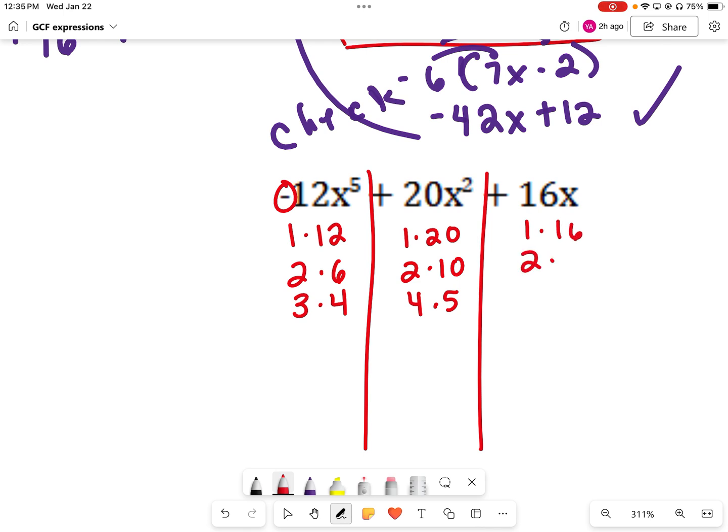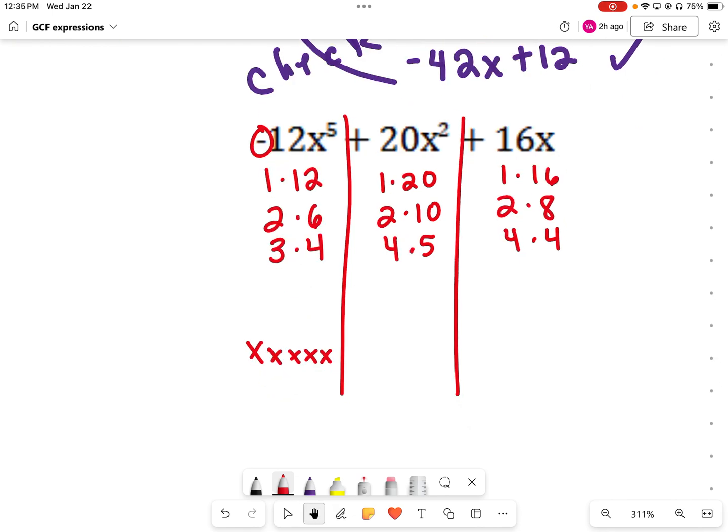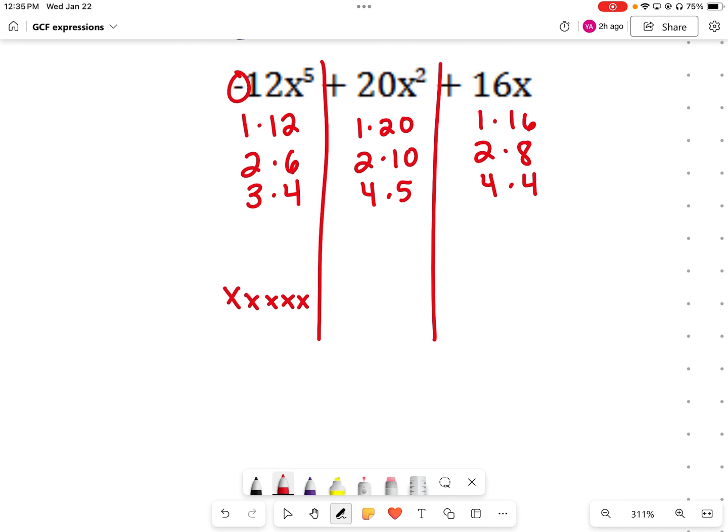16. Go ahead and do that. I think we've done that one too. So write all your factors for those three. Okay, don't forget your x's. So the first term has x to the fifth. That means I'm going to write x 5 times. The second term has x squared, so I'm going to write x twice. And then the last term has x once.